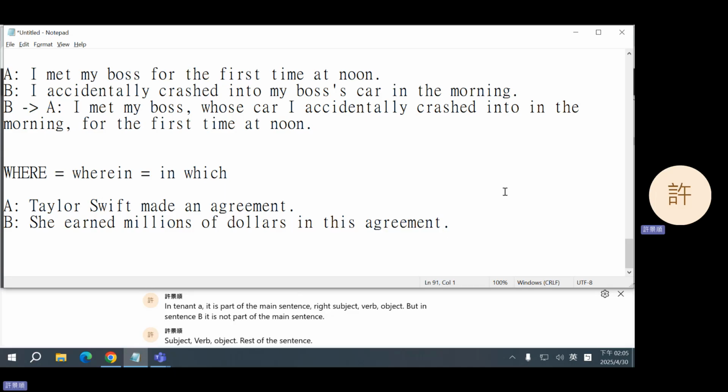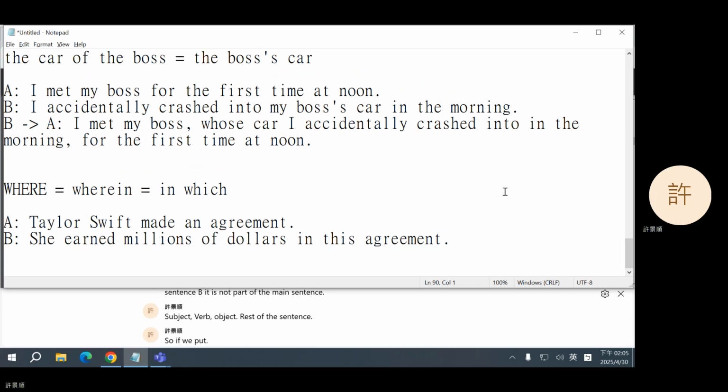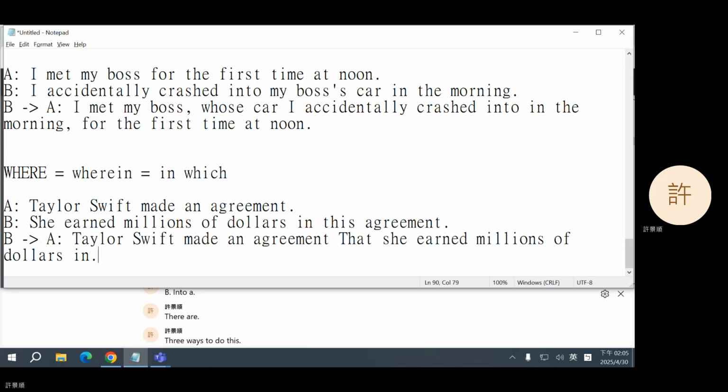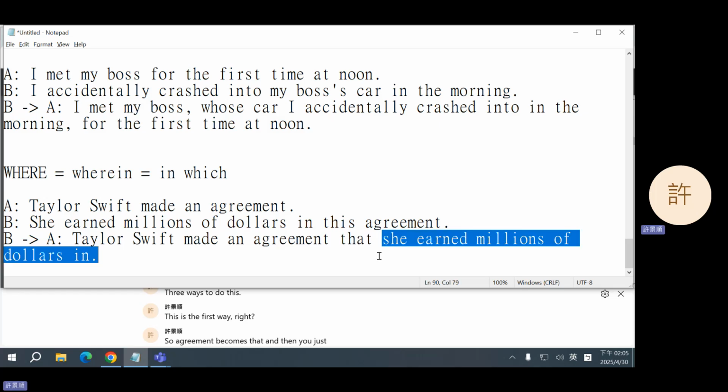So if we put B into A, there are three ways to do this. This is the first way, right? So agreement becomes that, and then you just repeat the rest of sentence B.